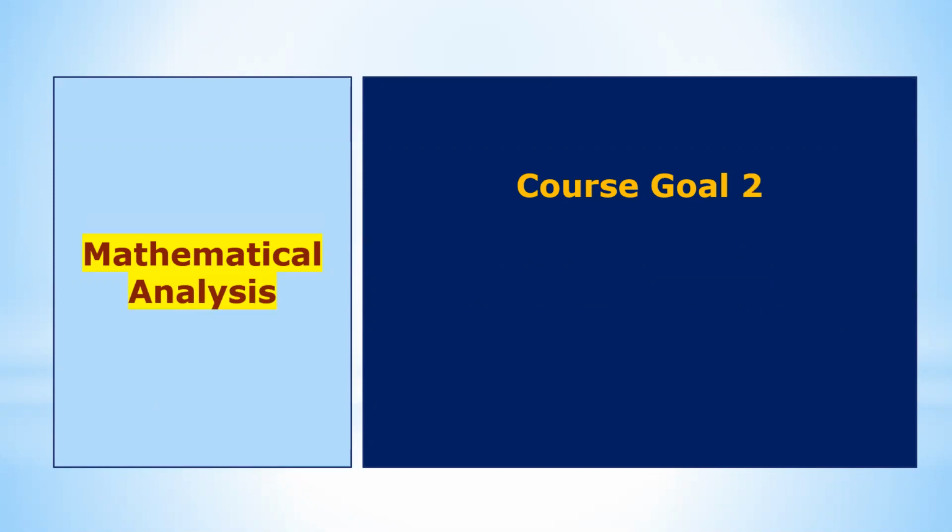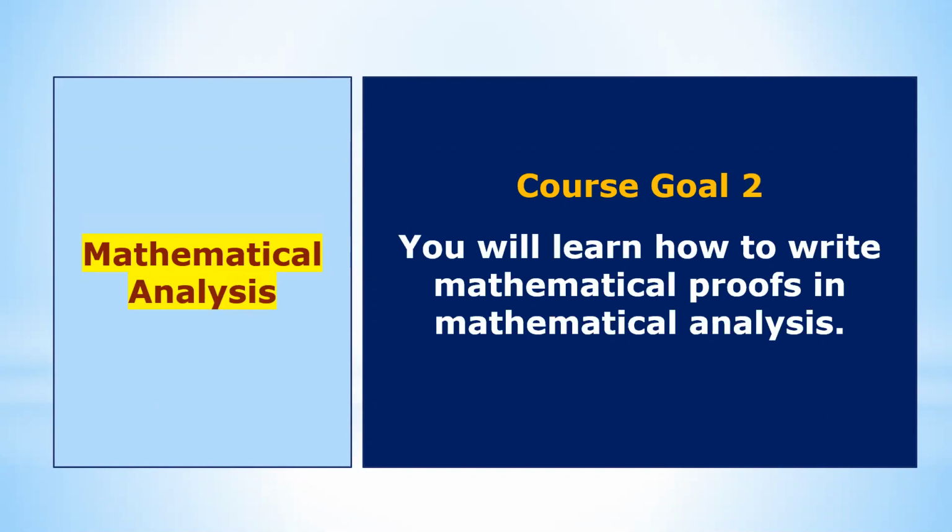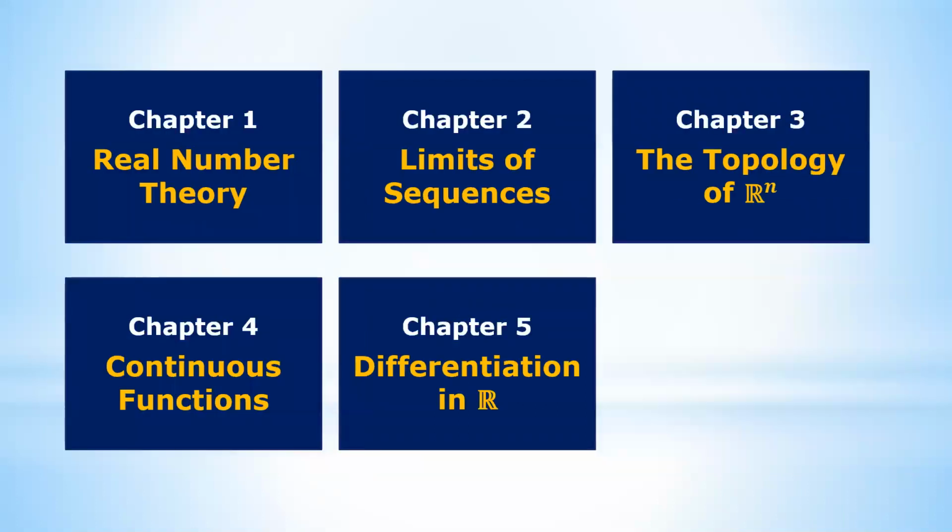Goal number 2 is that you continue to learn how to write mathematical proofs. Now 415 is devoted to teaching you how to write proofs, but in this class, you are going to write longer, more complicated proofs. So that's goal number 2. We have 5 chapters, chapter 1, 2, 3, 4, 5, and today we'll begin to talk about chapter 1, the real number theory.